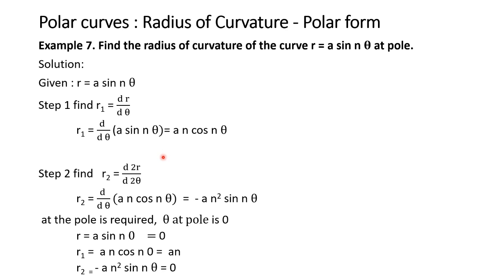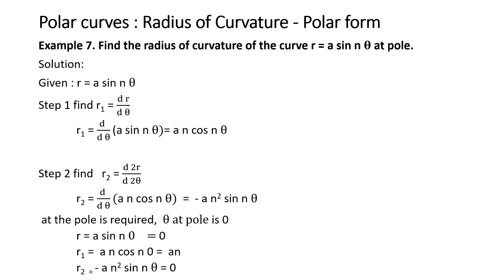Rho at the pole is required, theta at the pole is 0, substituting theta by 0. r is equal to a sine n 0 is equal to 0. r1 is equal to a n cos n 0 is equal to a n. r2 is equal to minus a n square sine n theta, which is equal to 0. Step 3, solve for rho, plugging the values of r, r1 and r2 we get rho is equal to a n by 2. The radius of curvature at the pole is a n by 2.